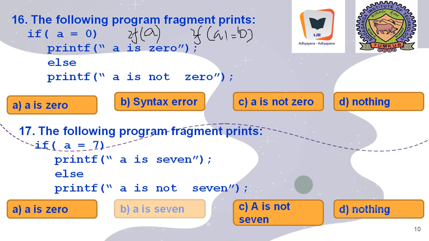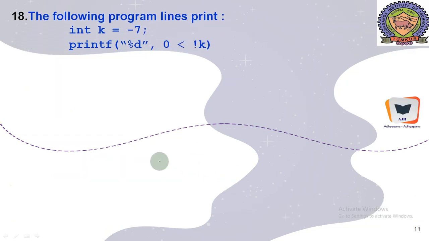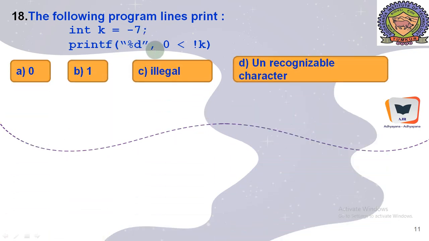This is printed. Now, the following program lines print. Integer k equal to minus 7. Okay, k equal to minus 7. Printf percentage d, 0 less than not k.